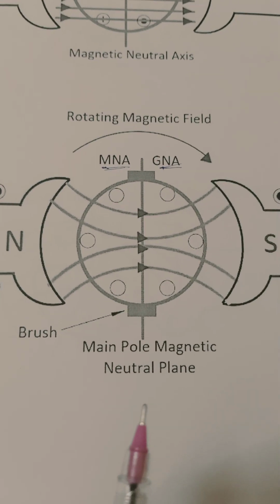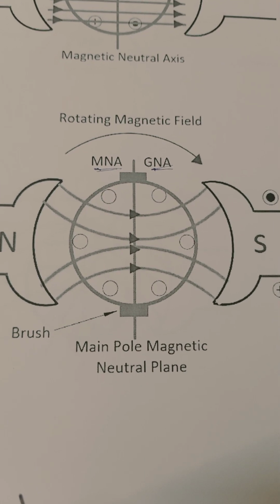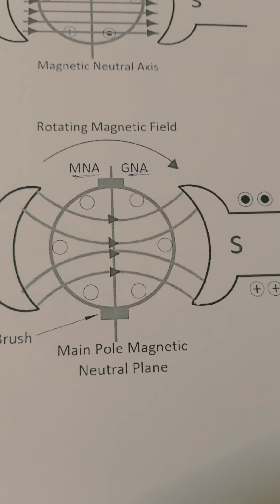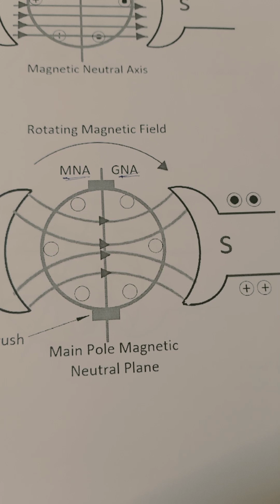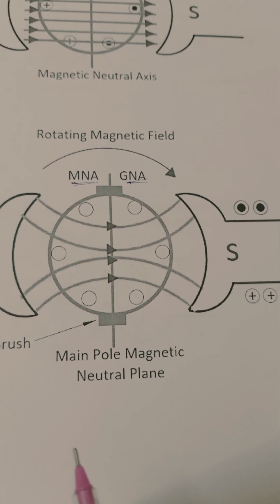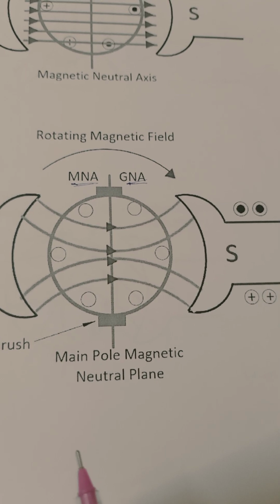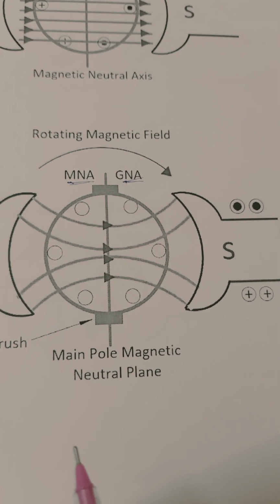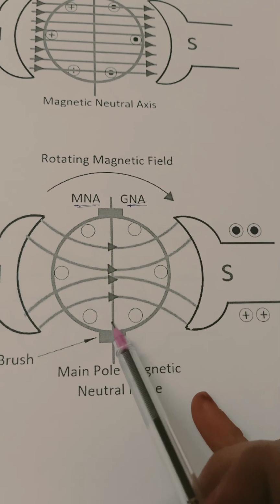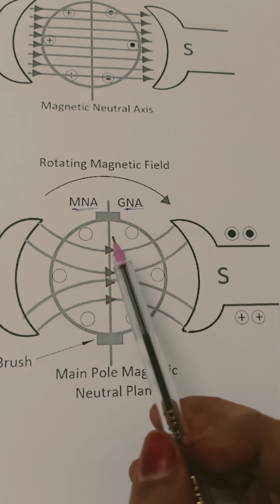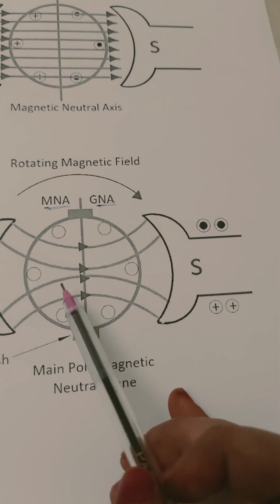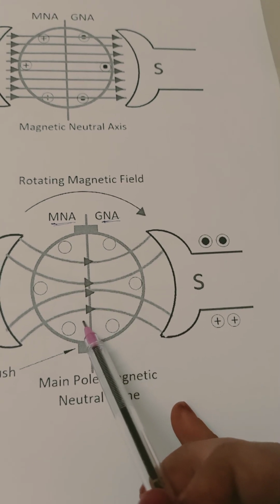When no load is connected to the generator, the armature current becomes zero. In this condition, only the MMF of main poles exists in the generator. The MMF flux is uniformly distributed along the magnetic axis. See here, this is the magnetic axis. Along the magnetic axis, the flux is uniformly distributed.